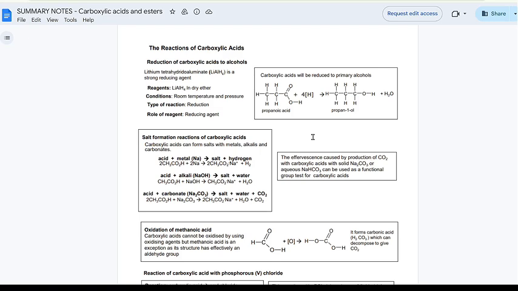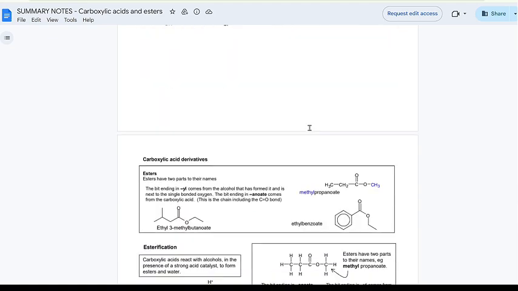Oxidation of methanoic acid. Carboxylic acids cannot be oxidized by using oxidizing agents, but methanoic acid is an exception as its structure has effectively an aldehyde group. Oh, so it forms carbonic acid, which can decompose to give carbon dioxide. Wow, that is interesting. I might have to keep that in mind.